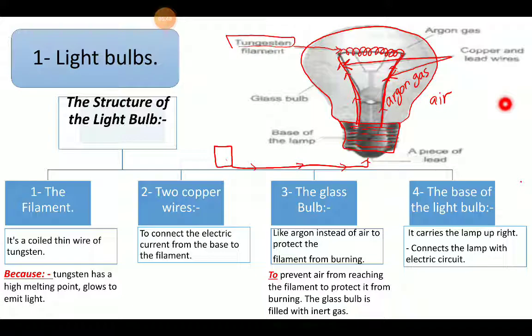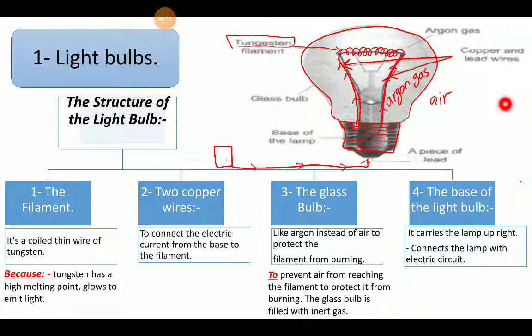The function of argon gas is to protect the filament from burning when it heats up and to increase its lifetime. So the function of the glass bulb is to prevent the air from reaching the filament. The function of argon gas is to prevent the filament from burning and increase the lifetime of the filament.